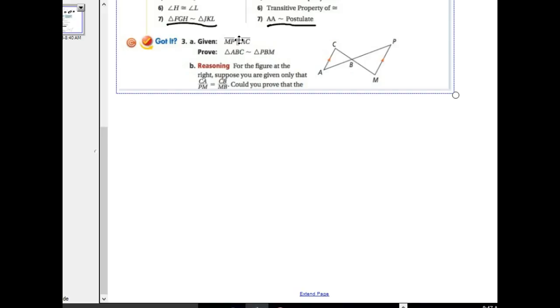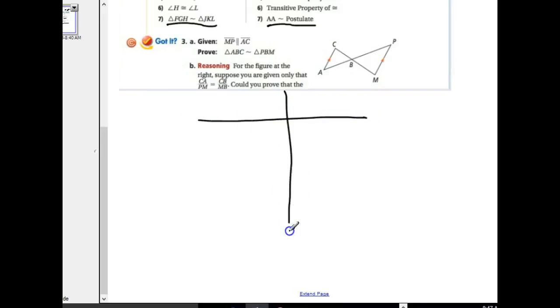Now, from that, again, if we're going to do a formal proof, we make our little crosshatch thing down through here. And of course, our statements will be here, and our reasons are always going to be over here.